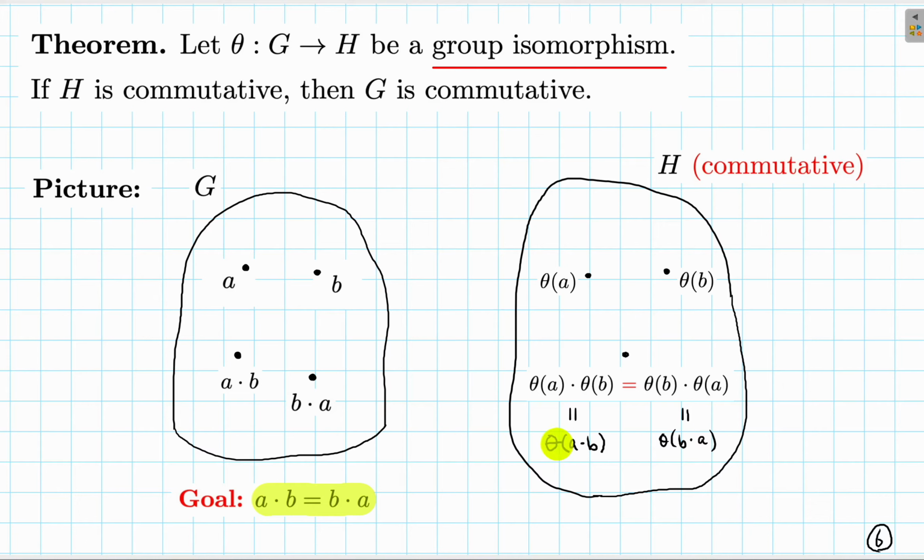And the elements theta of AB and theta of BA do match up with AB and BA respectively. So if these two are the same, these two should be the same as well. And so that's the intuition behind our proof. And so in the next slide, let's write this down carefully and turn that into a complete proof.